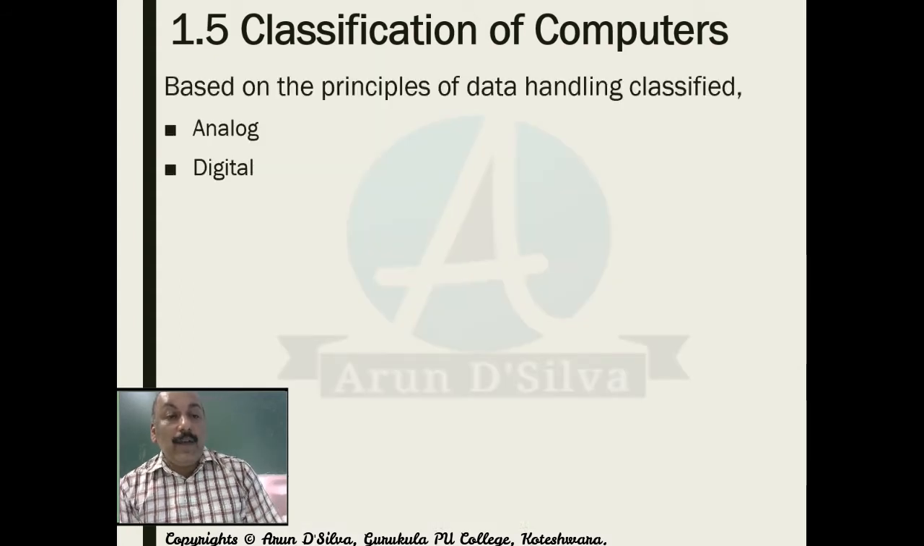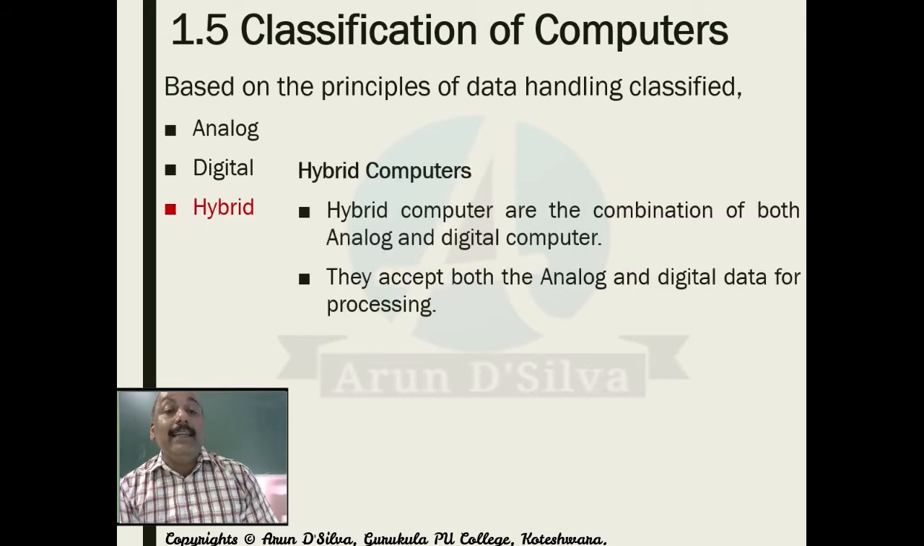The next one is the hybrid. As I told you, hybrid computers are a combination of both analog and digital computers. In the hybrid, the measuring features will be done by the analog part and the counting part will be done by the digital part. So it accepts both analog and digital data for processing. Analog data will be used for measuring and digital data will be used for counting.